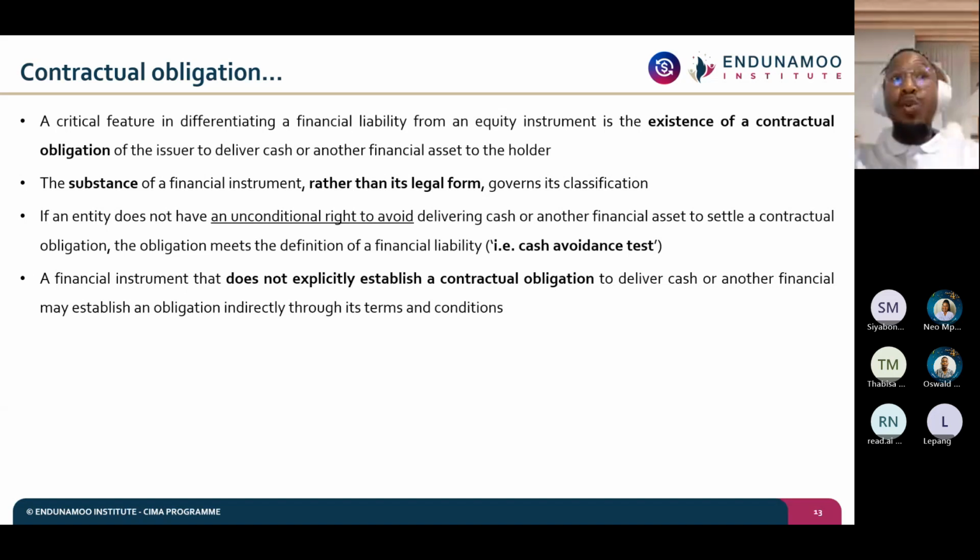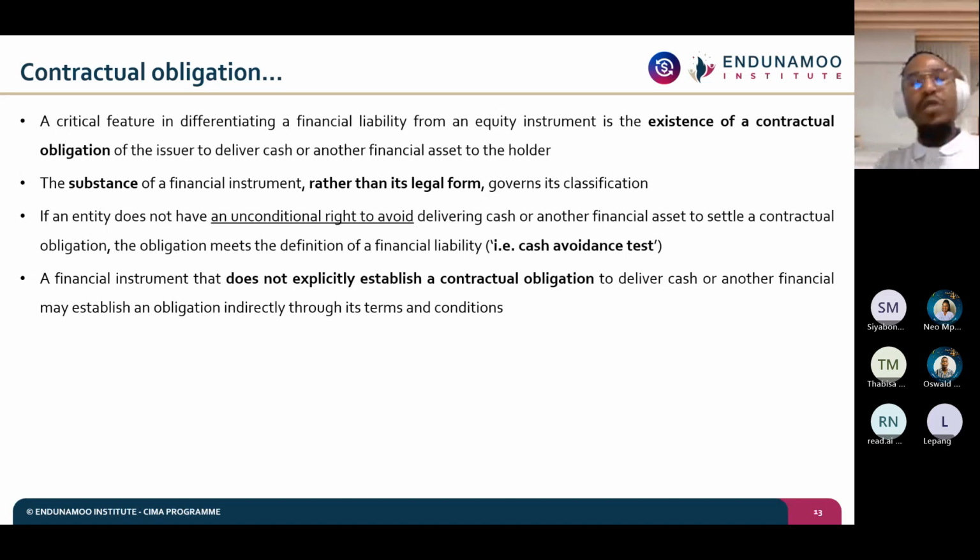In an instance where you don't have an unconditional right to avoid delivering cash, that is, in an instance where you cannot avoid delivering cash, that means you are obligated. There is a gun to your head that says at the end of a certain period, you are going to have to pay the other party X amount of money. And because you are now obligated to make a payment, be it next week, next year, in 3 years' time, or however many years' time, you then have a financial liability, and the corresponding credit entry at initial recognition will have to be a financial liability.